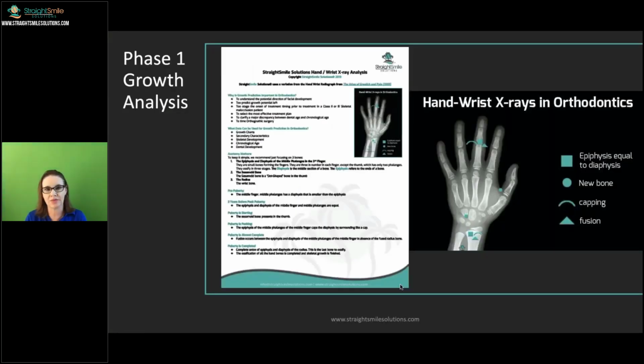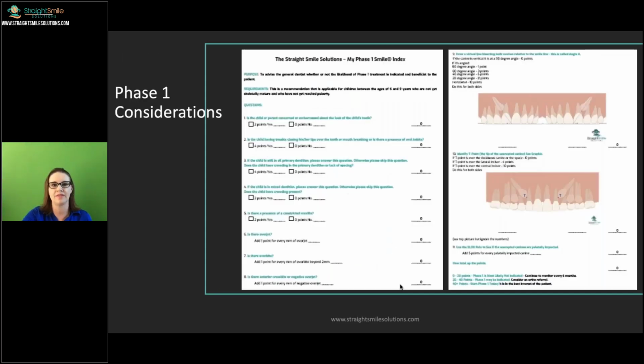We talked a little bit about hand wrist x-rays. Again, I developed my own index for this to make it easy. If you have a ceph plate, you can take a hand wrist x-ray. It's a great way, especially if you don't want to ask the questions or if you have a parent that's just not very communicative, you can just take the x-ray and get your answer. You know if they're going through puberty, if they're about to, and how much growth you have left.